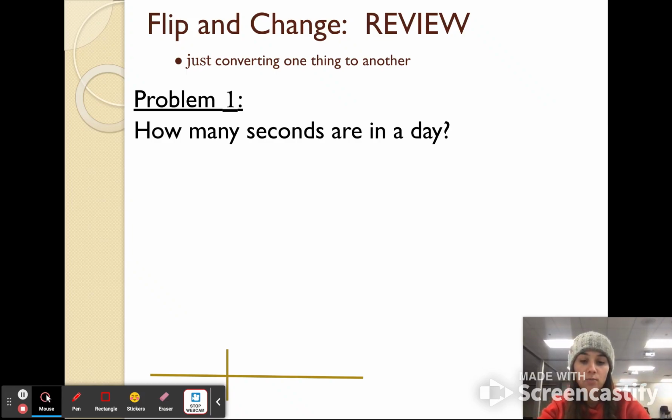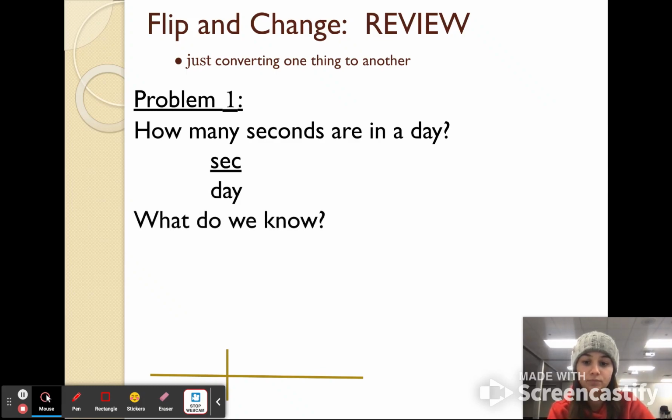Let me say that again. We're using unknown and known. So what you know, you have days and you're trying to get to seconds. A good conversion factor for these two things would be seconds per day. So here's the unit that we're trying to get to, seconds per day. What do we know?